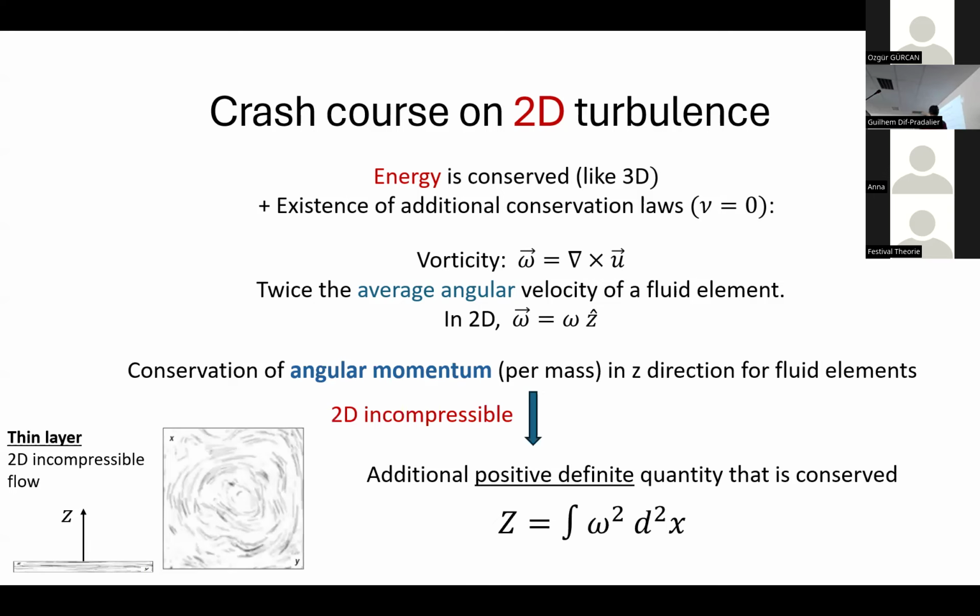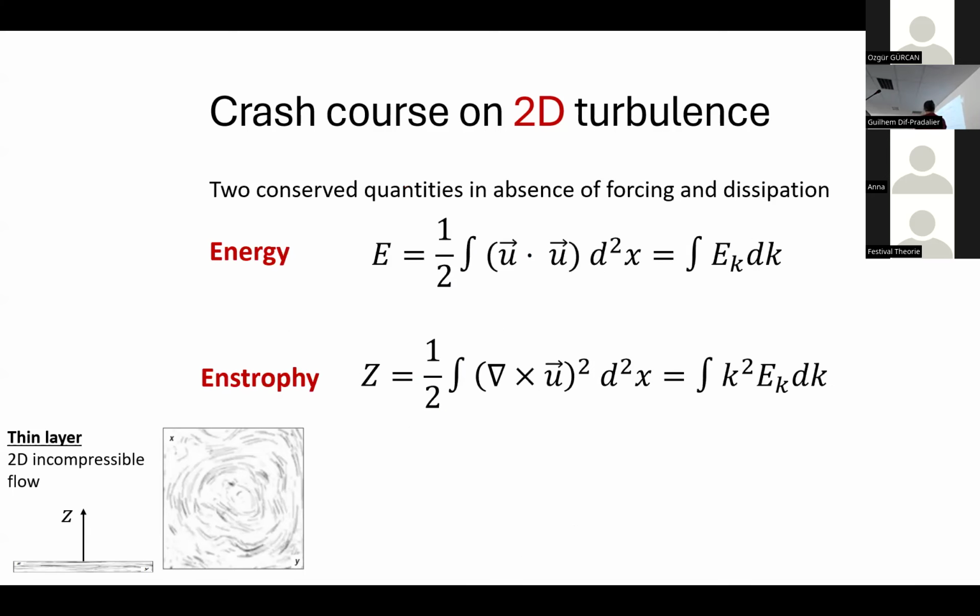And by conservation of the angular momentum in the z direction of fluid elements, which is true also in 3 dimensions, and it's just a reduction of Kelvin's circulation theorem, if you assume a 2-dimensional incompressible fluid, then you get an additional quadratic conservation law, which is called the enstrophy. Of course, there are different variants of 2-dimensional flows. You don't have to assume that it's incompressible. If it's not incompressible, you get a modified conservation law, but the origin is the same.